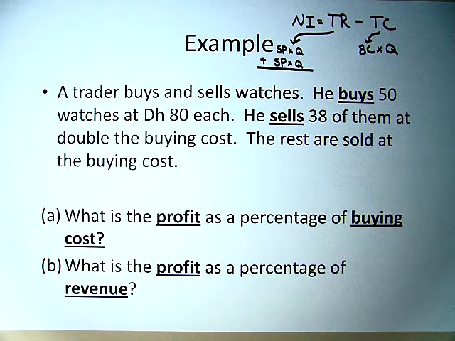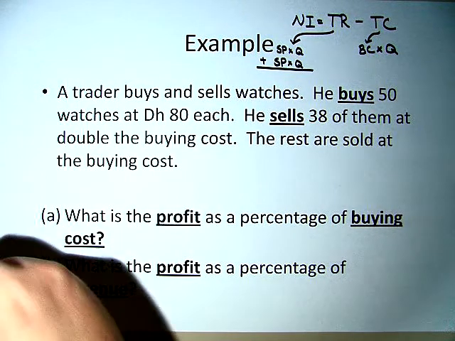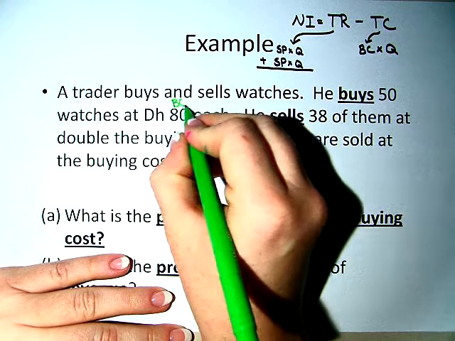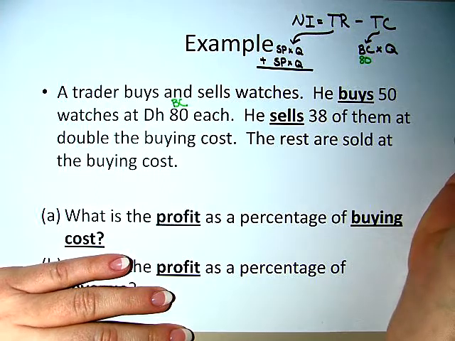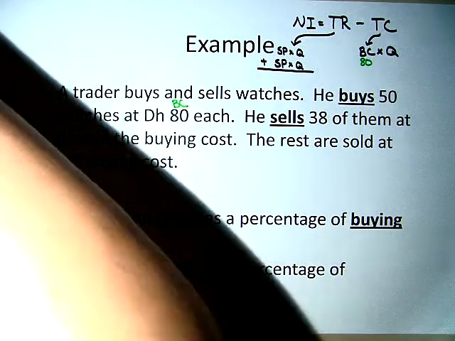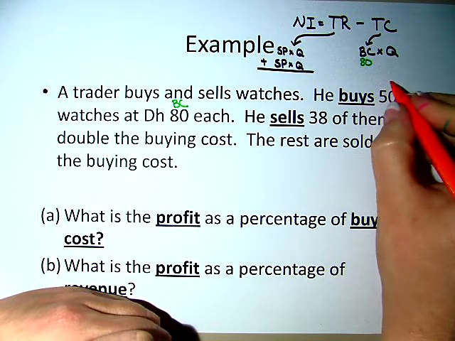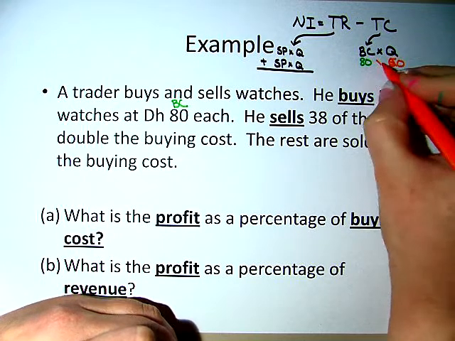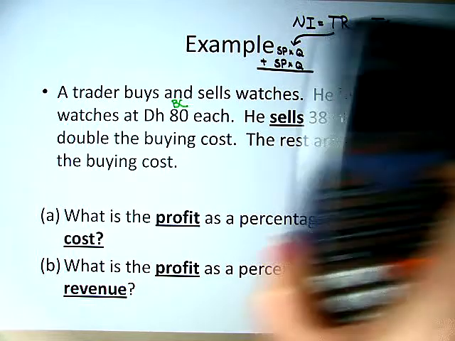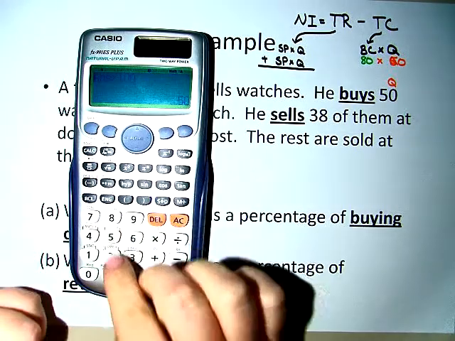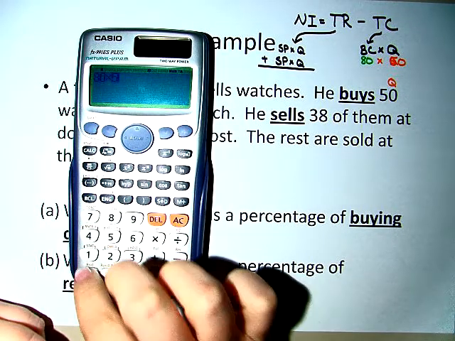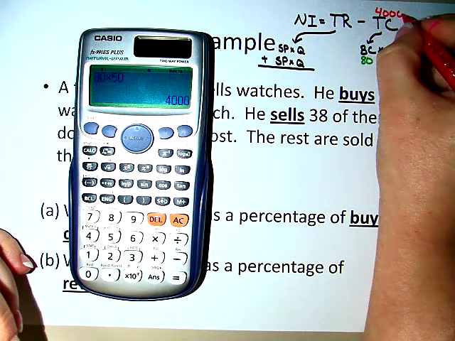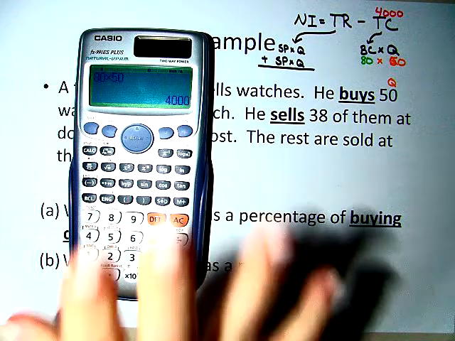So let's go ahead and start this. The buying cost is 80 dirhams each. The quantity is 50. So we need to multiply these together to get the total cost. 80 times 50 gives me a total cost of 4,000 dirhams. Perfect. We've got that one done.